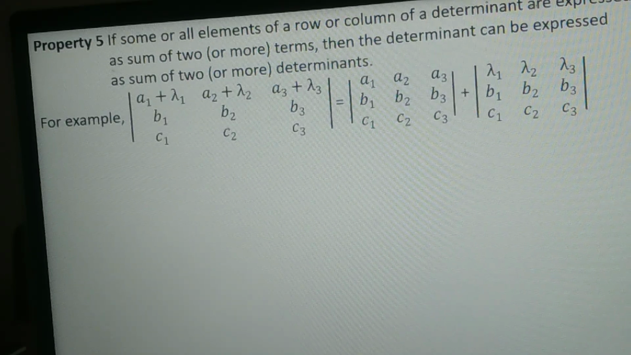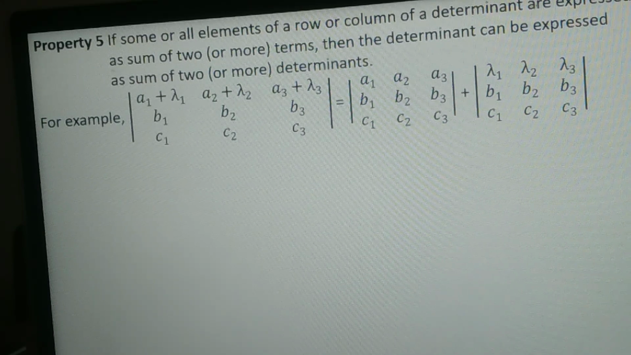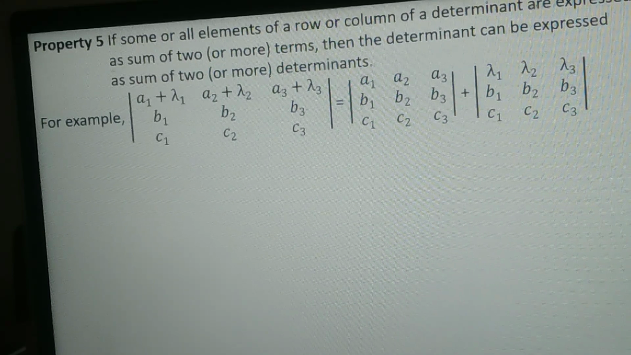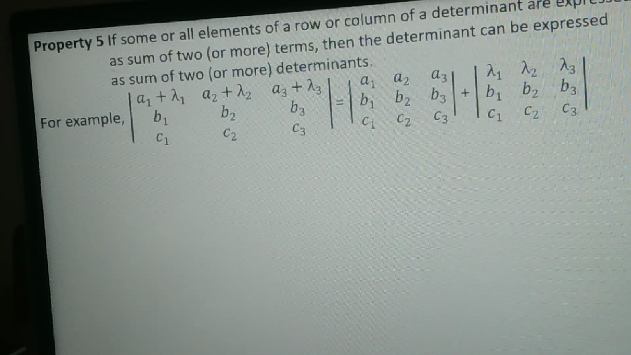For example, determinant a1 plus delta 1, a2 plus delta 2, a3 plus delta 3, b1, b2, b3, c1, c2, c3 is equal to, it can be written as determinant a1, a2, a3, b1, b2, b3, c1, c2, c3 plus determinant delta 1, delta 2, delta 3, b1, b2, b3, c1, c2, c3.